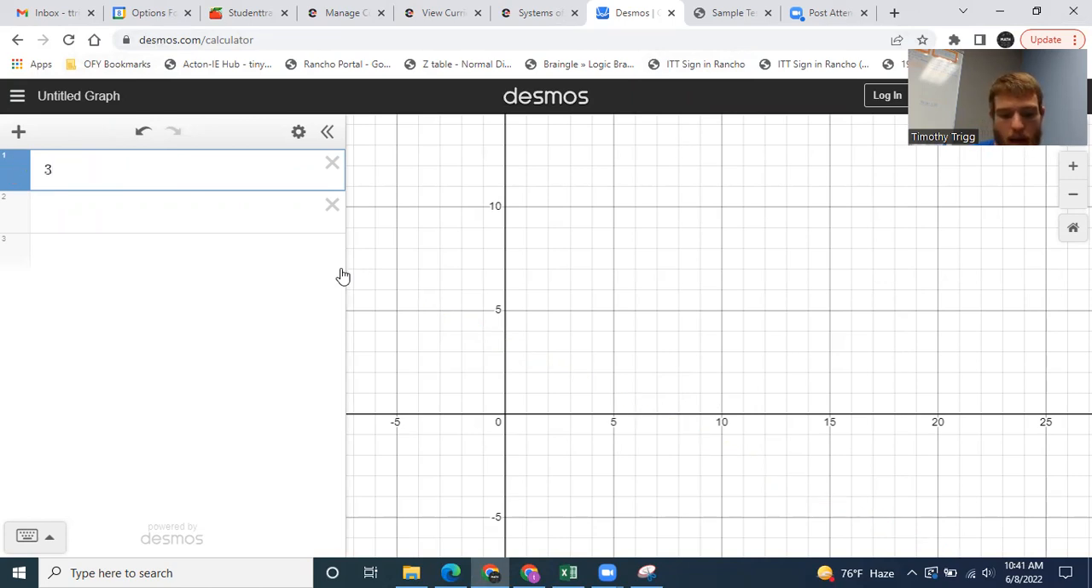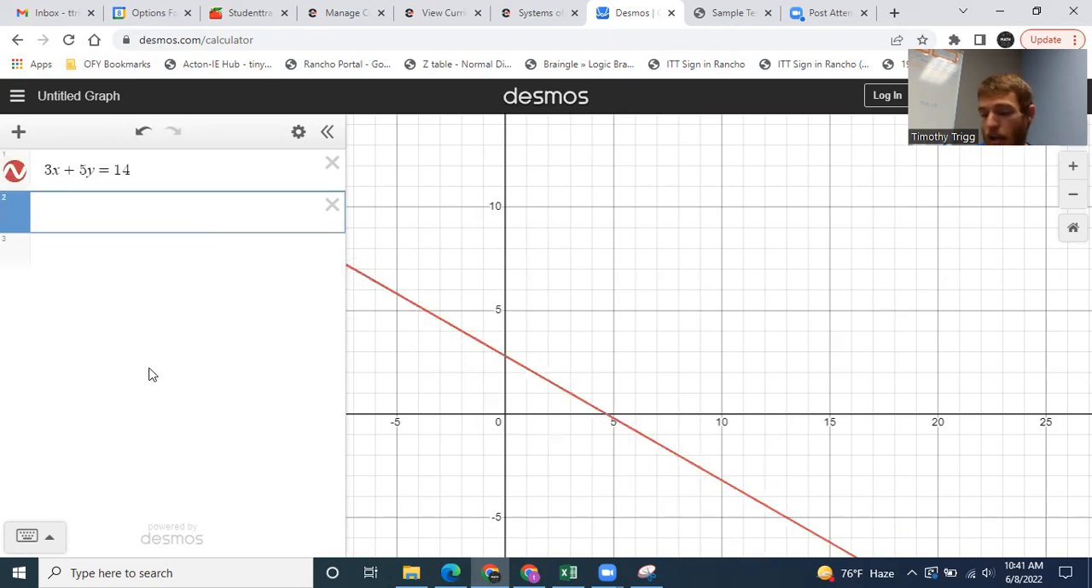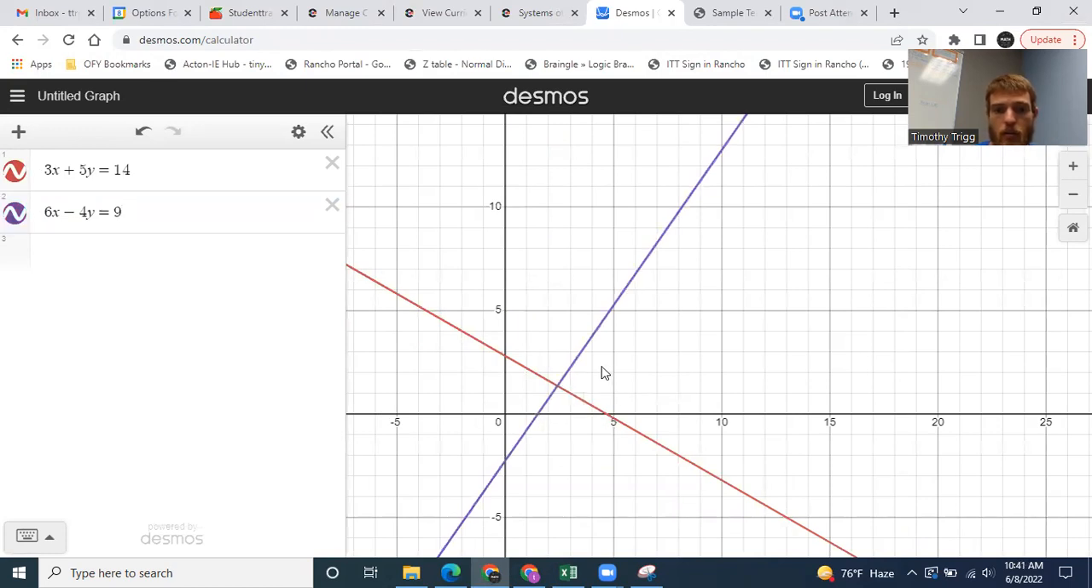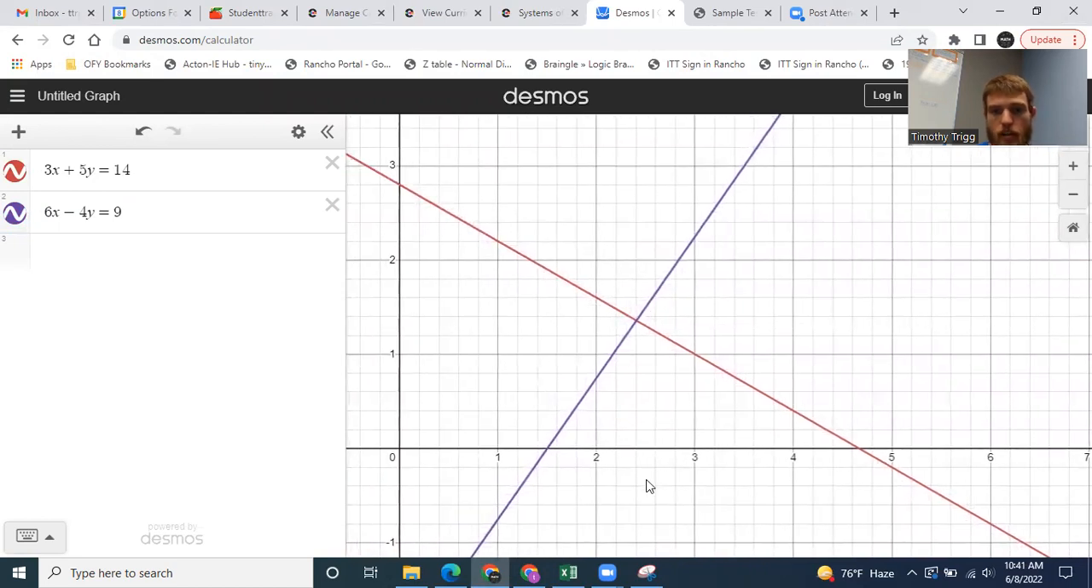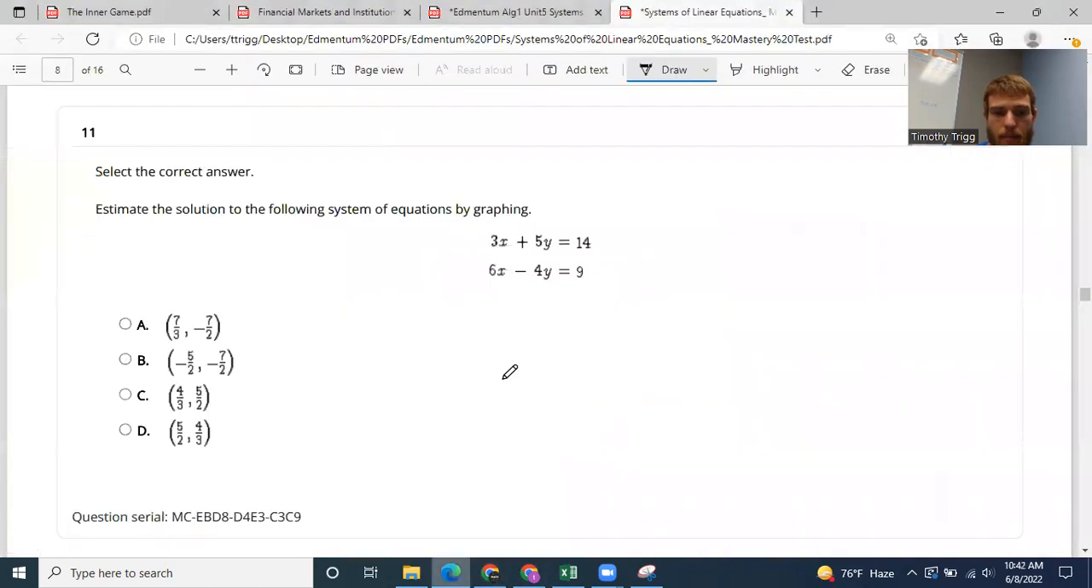So 3x plus 5y equals 14. So there's our first equation. And our second equation was 6x minus 4y is 9. So where do these two lines cross? Okay. You can see that there. Okay. So what would be the best estimate using these? So remember, to change a fraction to a decimal, you would just divide. So for example, 7 over 3, you just do 7 divided by 3. Okay.